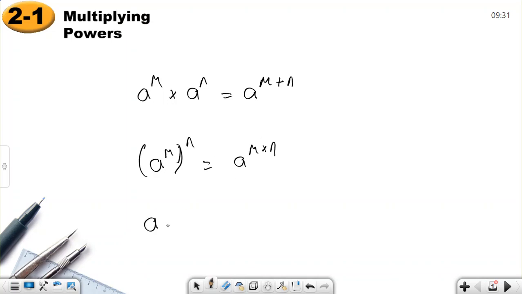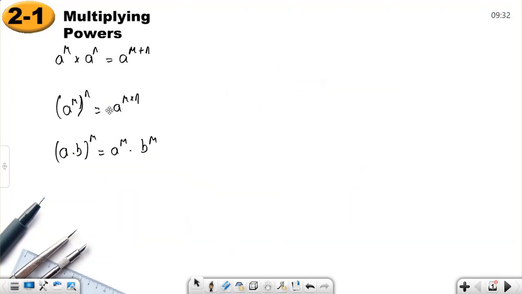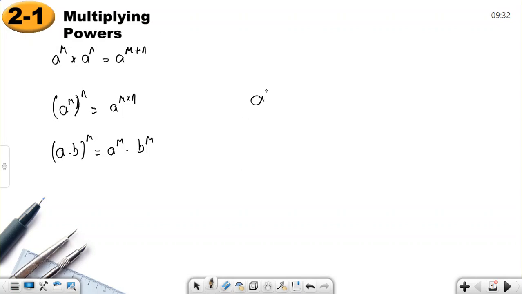And the last one: if we have a multiplied by b and the power is m, if they have a common power, it will be equal to a to the power of m multiplied by b to the power of m. Here you can combine this one and that one together. So let's write a rule about that. If I have a to the power of m and b to the power of n, and the power of t, this is going to be a to the power of m multiplied by t, times b to the power of n multiplied by t.